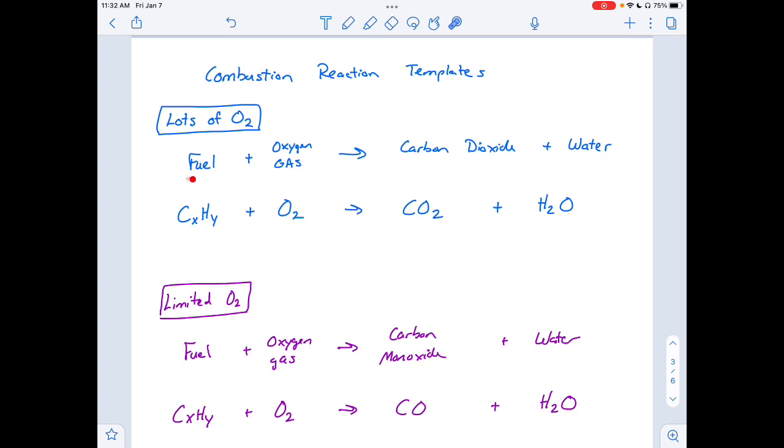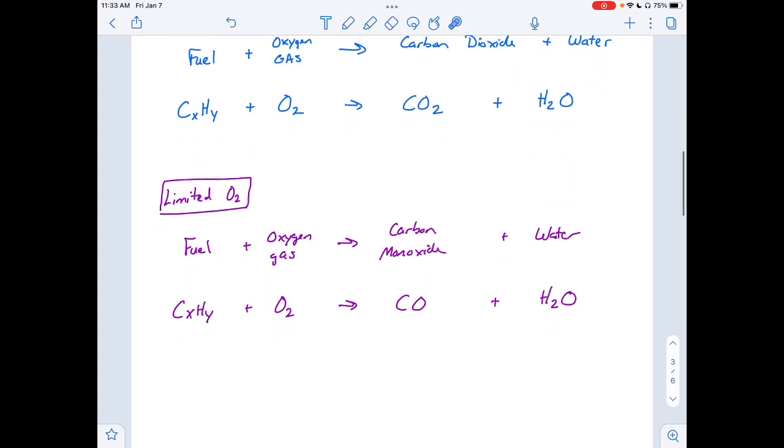We're going to take a fuel, in this case a hydrocarbon, plus oxygen gas, there's the O2 diatomic, to produce, in the case of plenty of oxygen, carbon dioxide and water vapor. If it's limited oxygen, we'll still have our fuel, our oxygen gas, but it creates carbon monoxide and water.